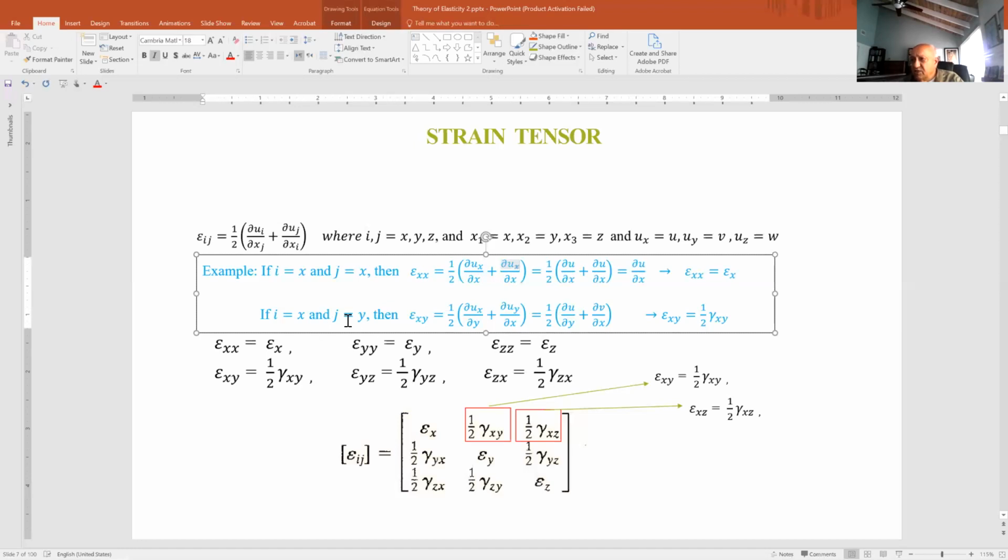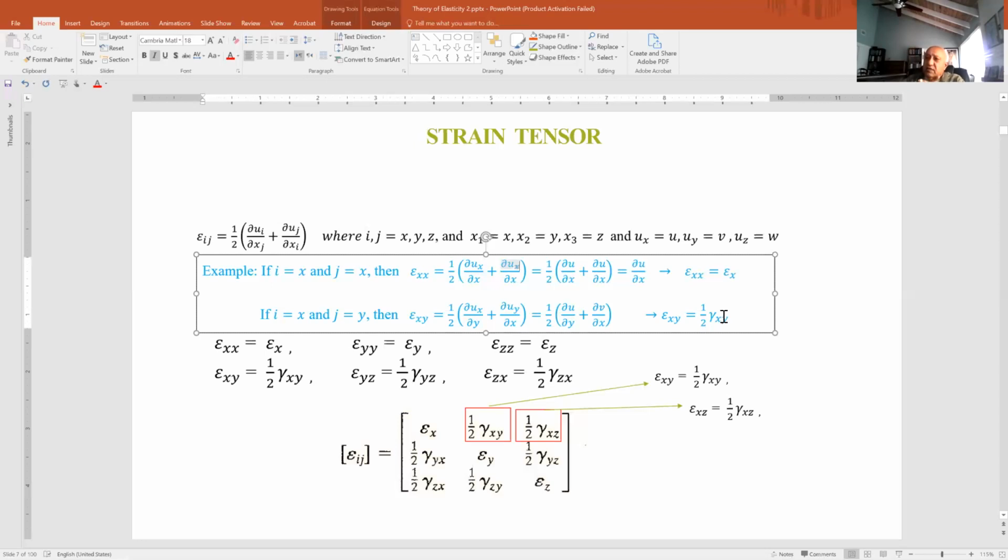If i and j are different, one is equal to x, the other one is equal to y, if you work through that equation, you can see that now the shear strain in tensor notation would be 1/2 of the shear strain in engineering notation.